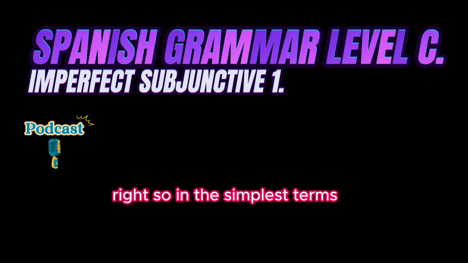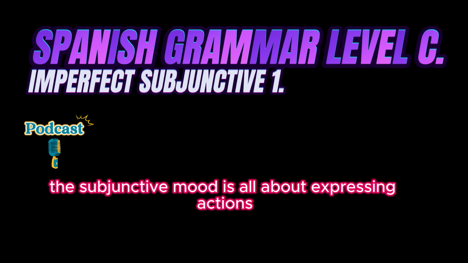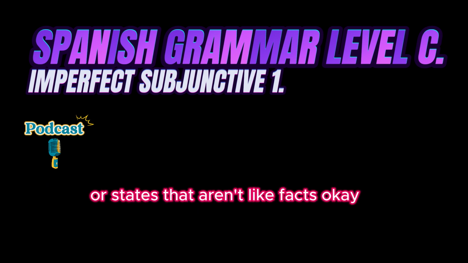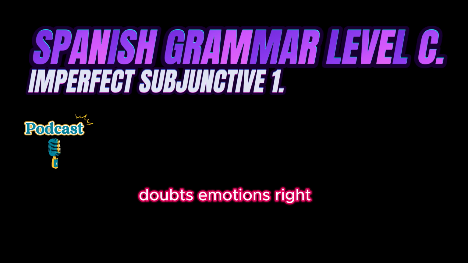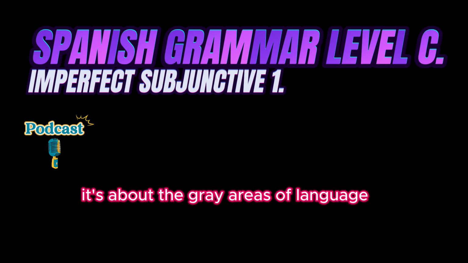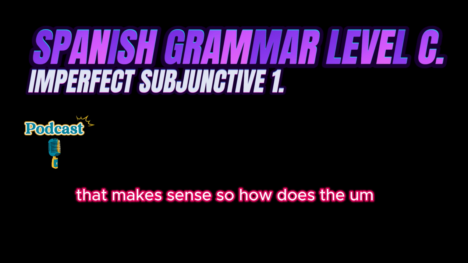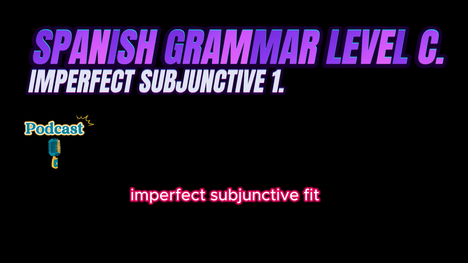In the simplest terms, the subjunctive mood is all about expressing actions or states that aren't facts, but rather possibilities, wishes, doubts, emotions, those subjective things. It's about the gray areas of language, not just the black and white. That makes sense. So how does the imperfect subjunctive fit into all of this?